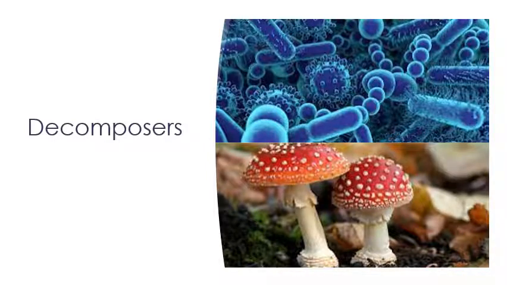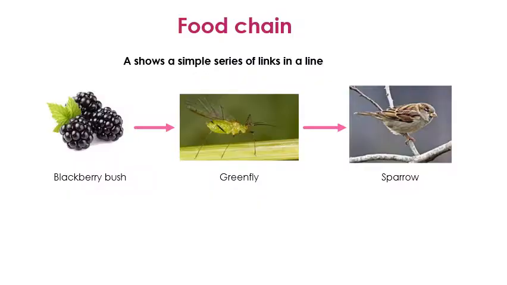Decomposers are organisms that, over time, break down dead organic matter and animal excretions. Decomposers help to return nutrients back to the soil in the form of an organic substance called humus. Fungi and bacteria are types of decomposers. Now that you've had a look at some key terminology, let's have a look at food chains and food webs.